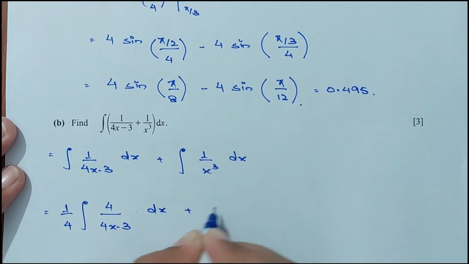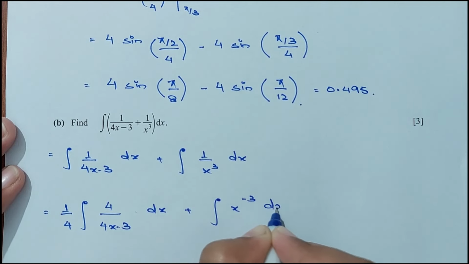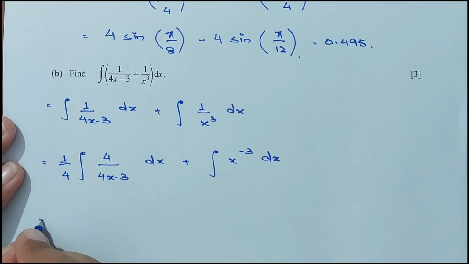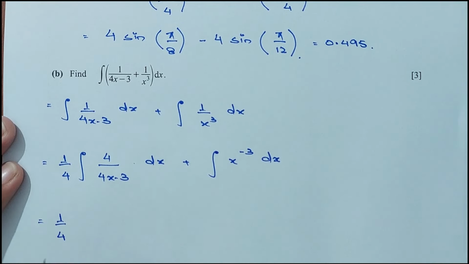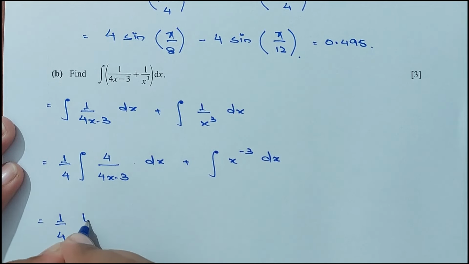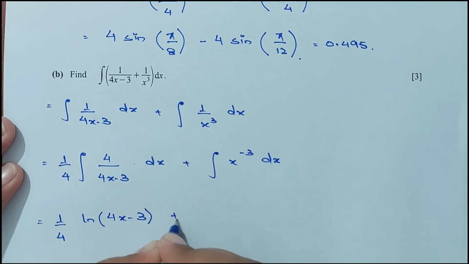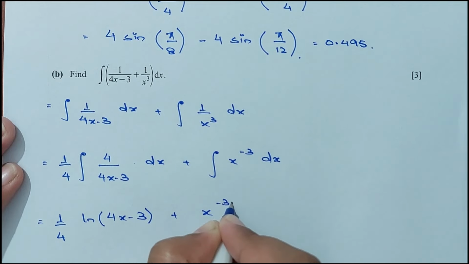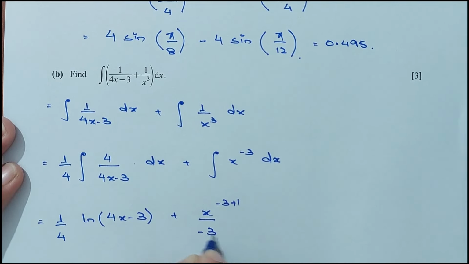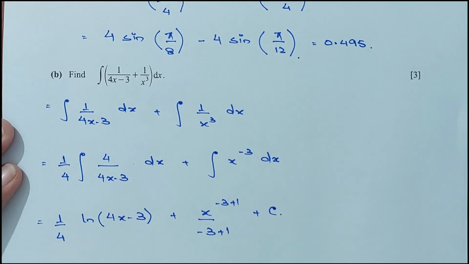And over here we have to apply the power rule. So shift the x cube into the numerator with the power negative 3. Right, so this is 1 by 4. Since the derivative of the denominator is present in the numerator, this integration is ln of 4x minus 3. And applying the power rule, x to the power minus 3 plus 1 divided by minus 3 plus 1, plus some constant of integration that I'm going to add, because this is not a definite integral, this is an indefinite integral.